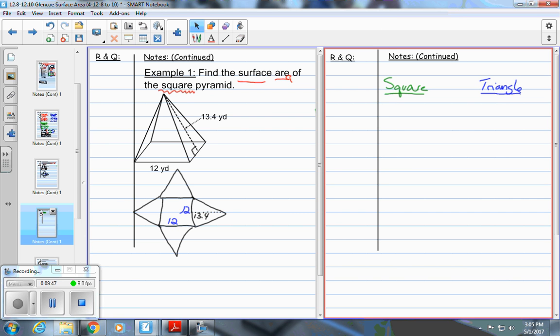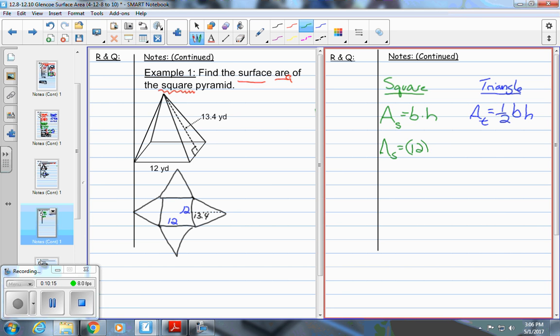And what is the area formula for a square? Remember, reference your notes. Go check. Yeah, the area of a square is base times height. And while we're at it and looking things up, what's the area of the triangle? Yeah, you're right. It's 1/2 base times height. Okay, so let's do the square's math first. Our base is 12, and our height is 12. So the area of the square equals 144 yards squared.